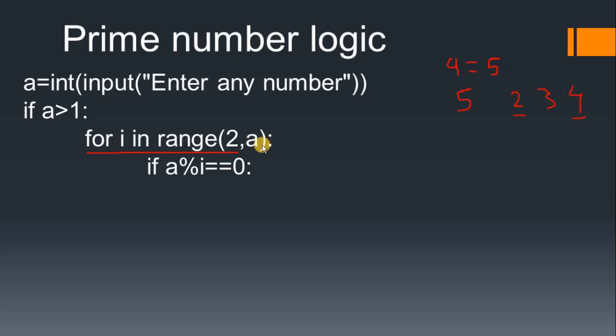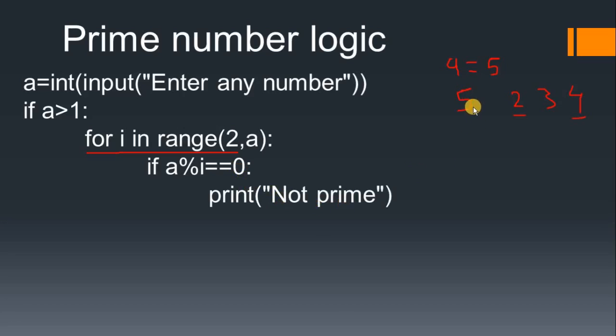The next statement is the condition inside the for loop. Here it will take indentation in the editor, and this if statement is under the for loop. Our statement is a modulus i exactly equals 0. The value 5 will be divided by 2 initially, and we know 5 divided by 2 is not equal to 0. Definitely it is not equal to 0, and in case it is equal to 0, there will be a message of not prime.